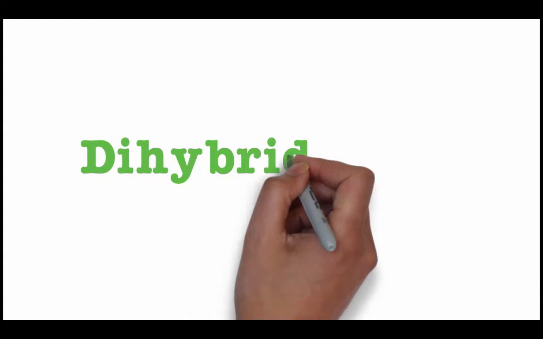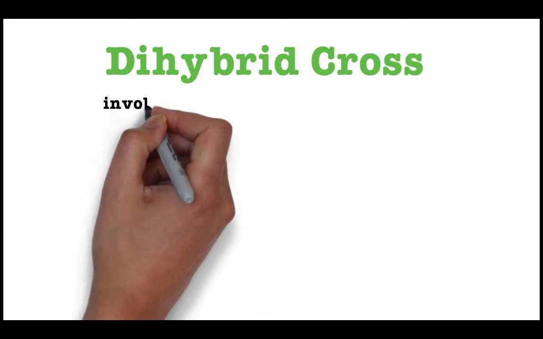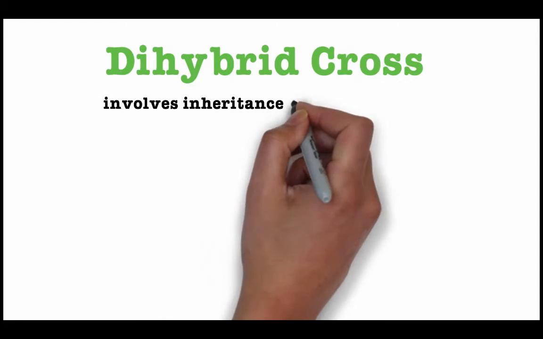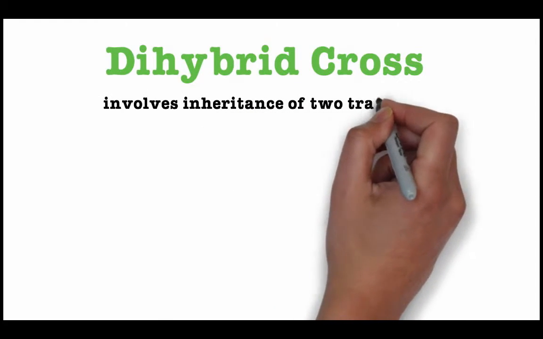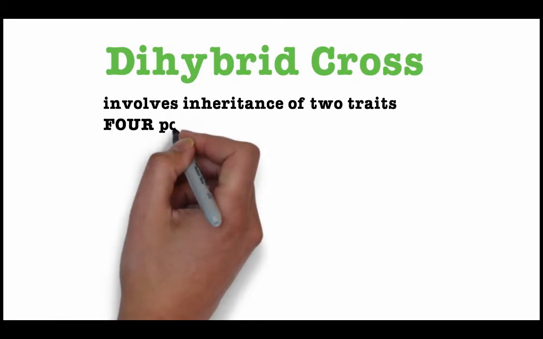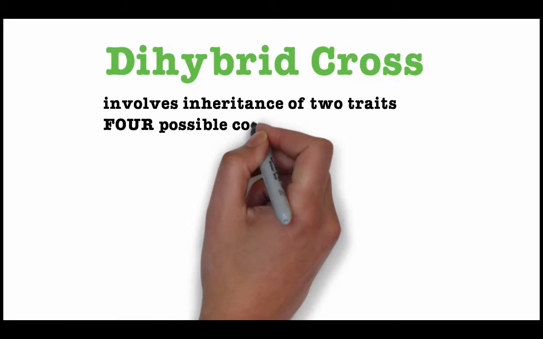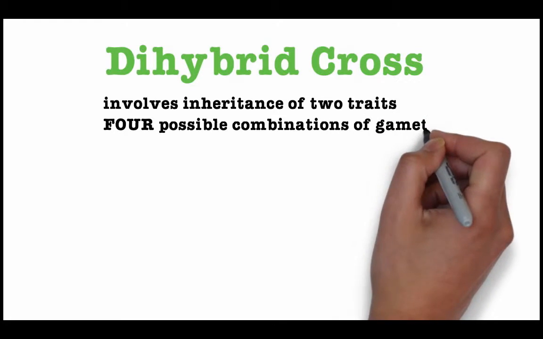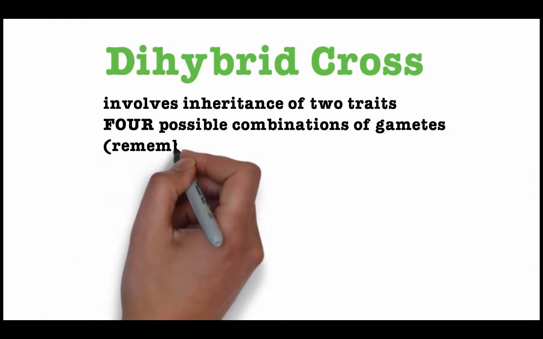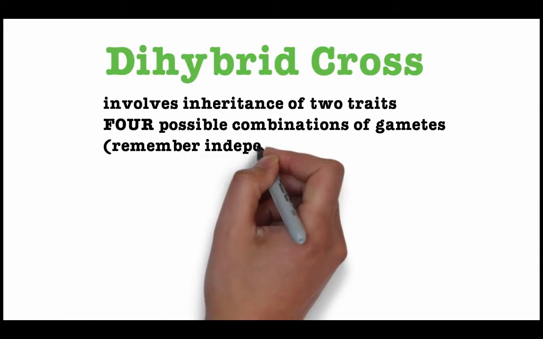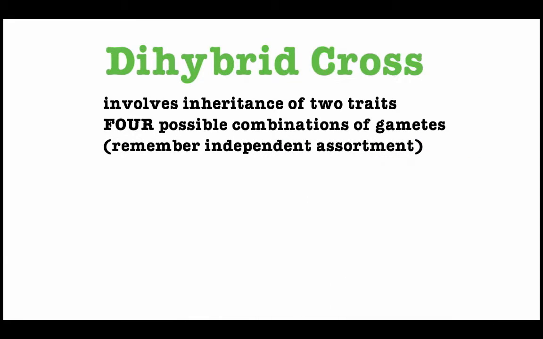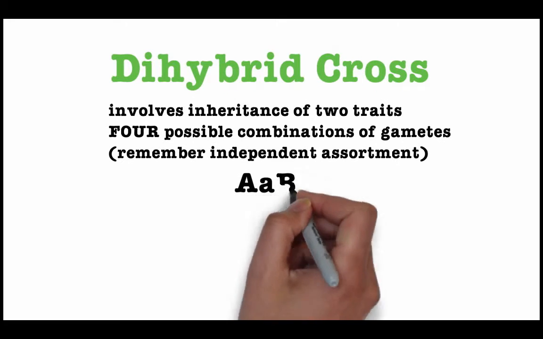A dihybrid cross involves inheritance of two different traits. If the genes governing the inheritance of these traits are on two separate chromosomes, then there are going to be 4 possible combinations of gametes in the offspring. Remember independent assortment here. Note that big A, little a, big B, little b can give rise to 4 combinations.